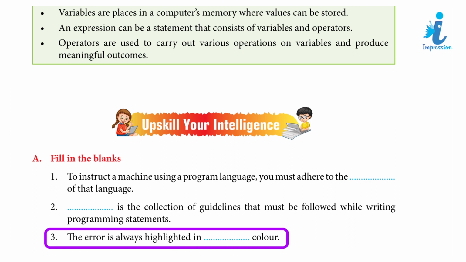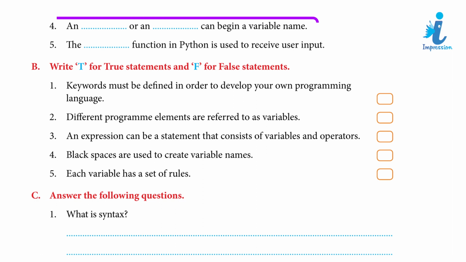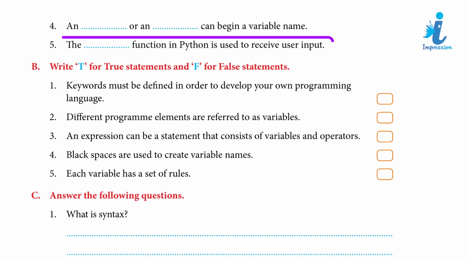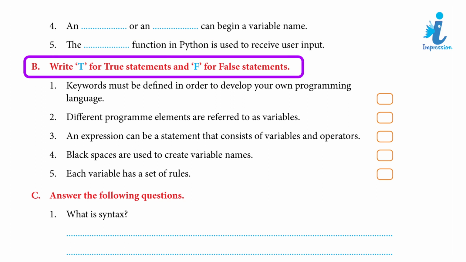Answer: red. 4. An dash or a dash can begin a variable name. Answer: underscore and alphabet. 5. The dash function in Python is used to receive user input. Answer: input. B. Write T for true statements and F for false statements.